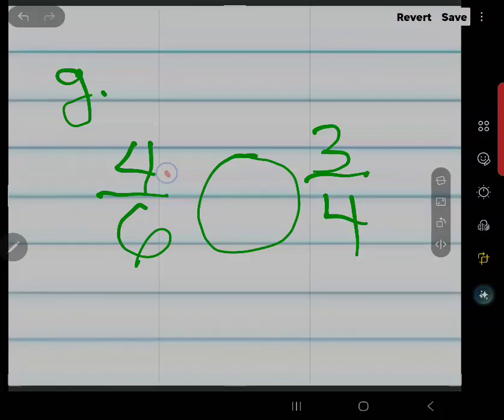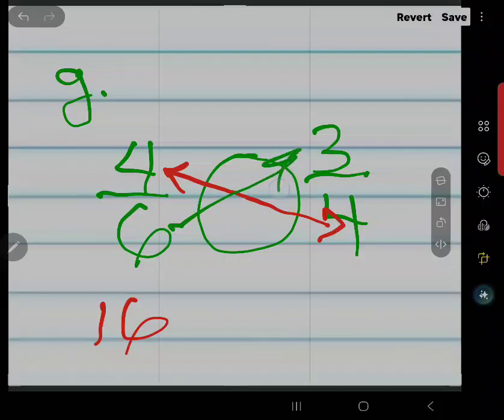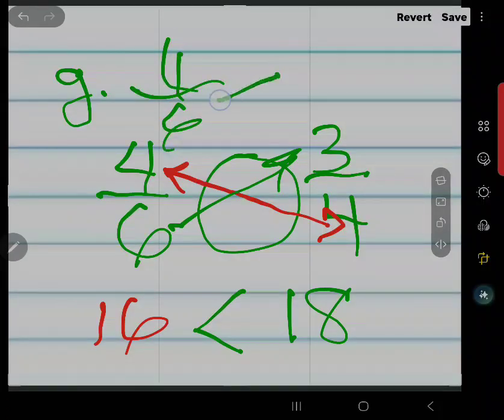We're going to first compare the right side. So we're going to say 4 times 4, and that gives us 16 on this side. Well, what if we do 6 times 3? What does that give us on this side? 18. So which one is bigger? This one is bigger. So the sign would go this way. So 4/6 is less than 3/4. Okay, does that make sense?